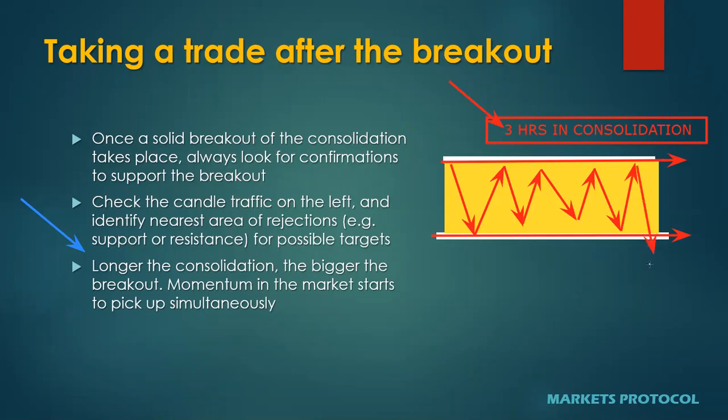Okay, so let's say we have a break to the downside. Once we get a break and close below this area, there's a very high probability that price will trend with a lot of volume, with a lot of volatility, and basically create momentum in the market. All right, so the longer the price consolidates, the bigger the breakout.